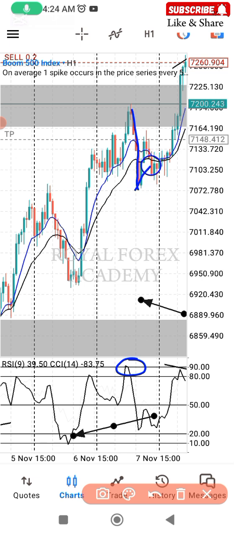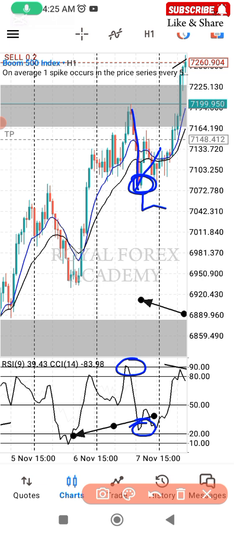You want to see a pullback again, back inside your moving average. And look at where, at this bottom here, this low here, this low, look at where your commodity channel index is. It's already at the level of 20. So there is no room for you to sell. So you need to be patient.